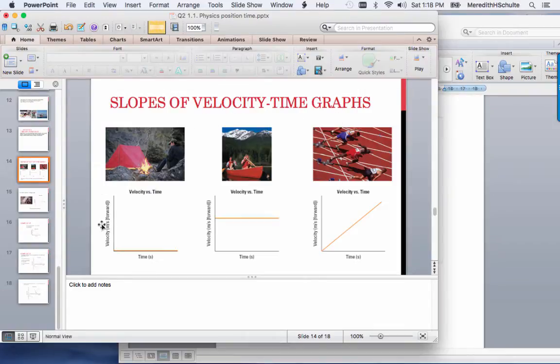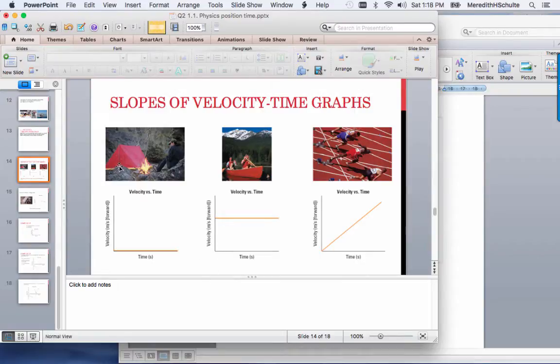Now we are no longer talking about position or distance over here. We're talking about velocity, which is speed. So these graphs are not measuring how your position changes relative to where you start. They're measuring how fast you're going, all right?